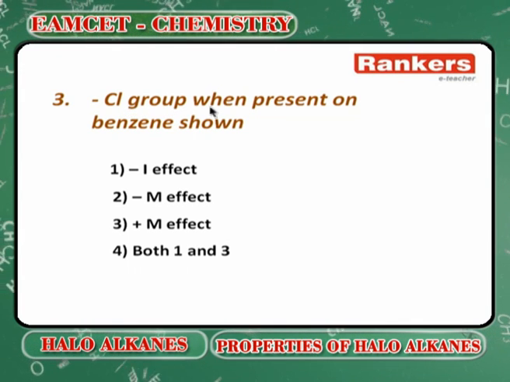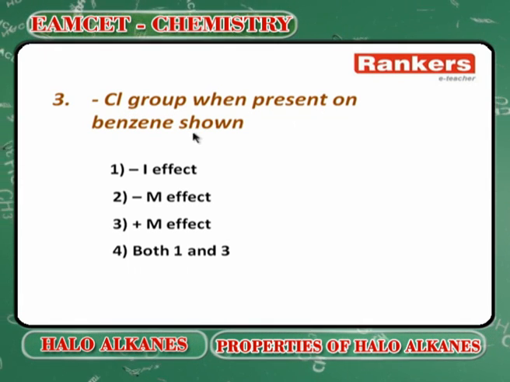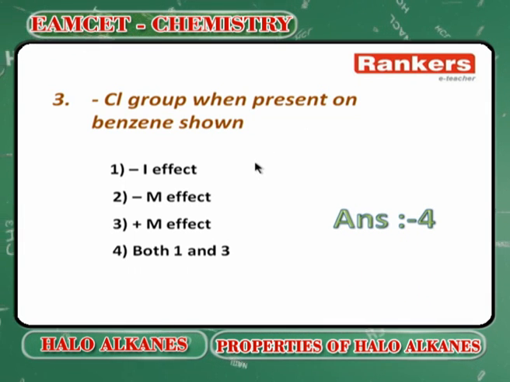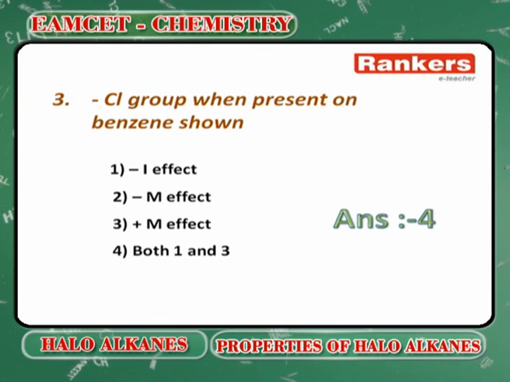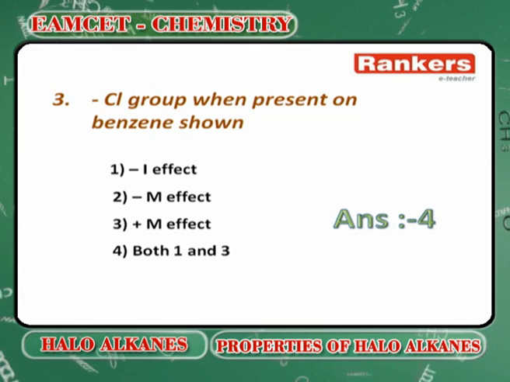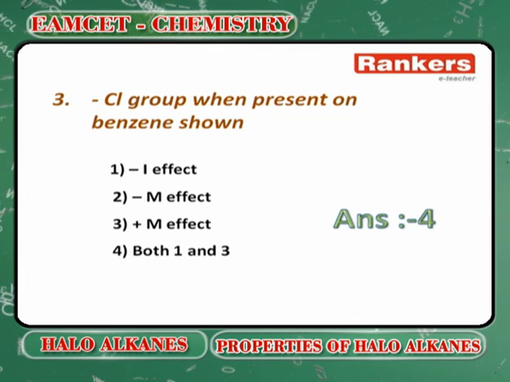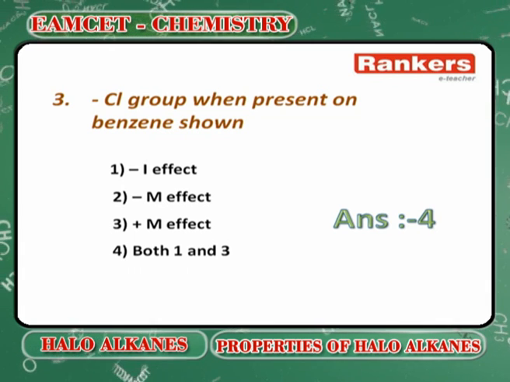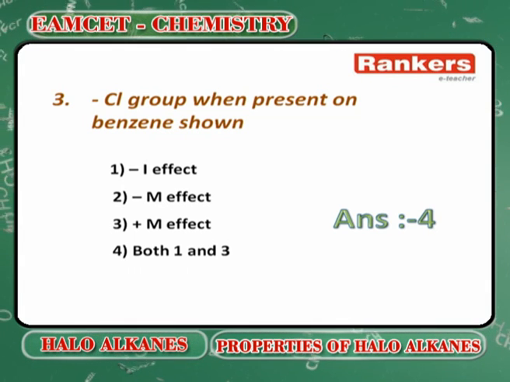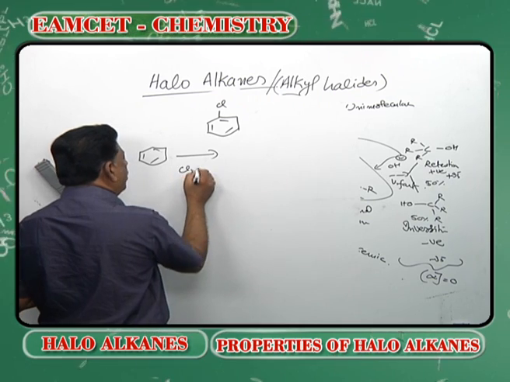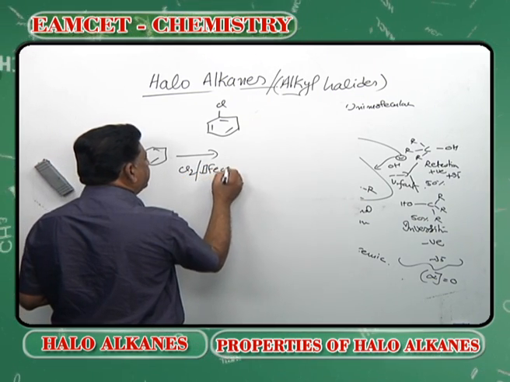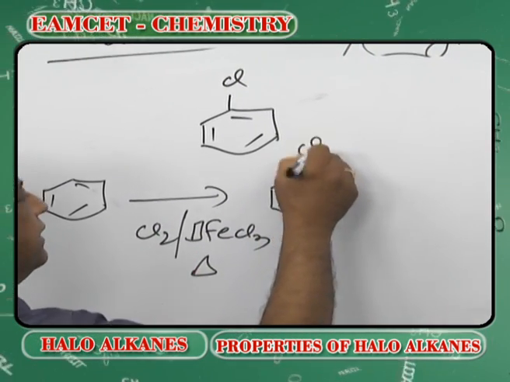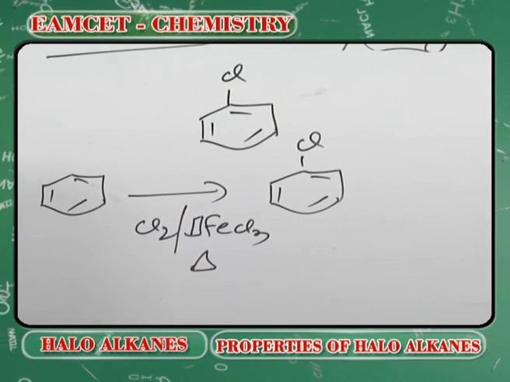The chloro group when present on benzene shows, this is a halo arene. In fact, in the last class we have explained certain points regarding chlorobenzene. So we will take up a small note on this chlorobenzene and then we can answer this. This can be prepared from benzene. First of all, how it is prepared: from benzene, chlorine and anhydrous ferric chloride are required and heat it. This is an electrophilic substitution reaction. This is the best method of preparation.